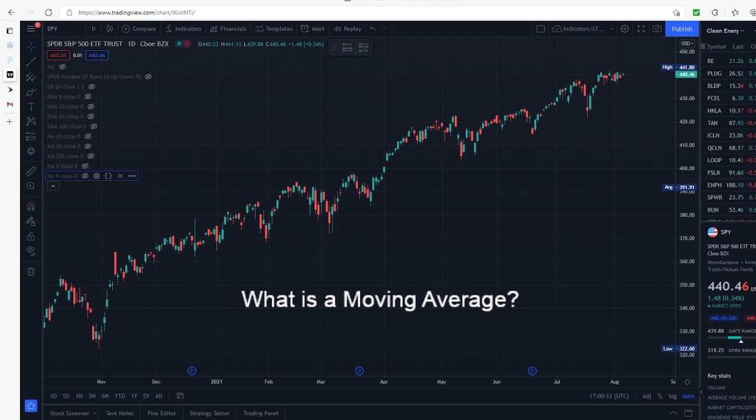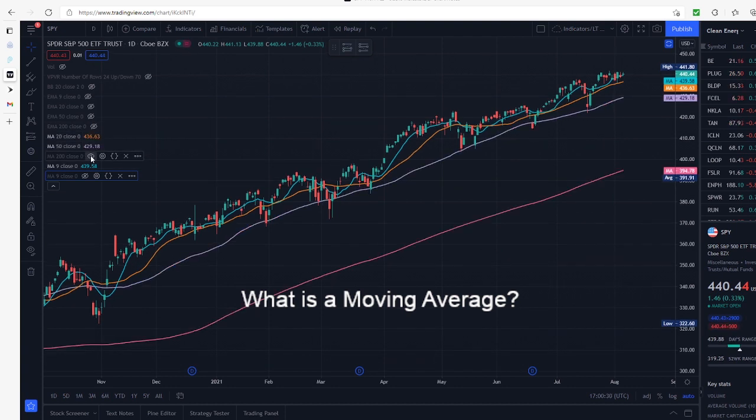In finance, moving averages are often used in technical analysis to keep track of price trends and as support and resistance levels themselves. So some of the most common moving average time periods are the 9, the 20, the 50, the 100, and 200. All those numbers are days.